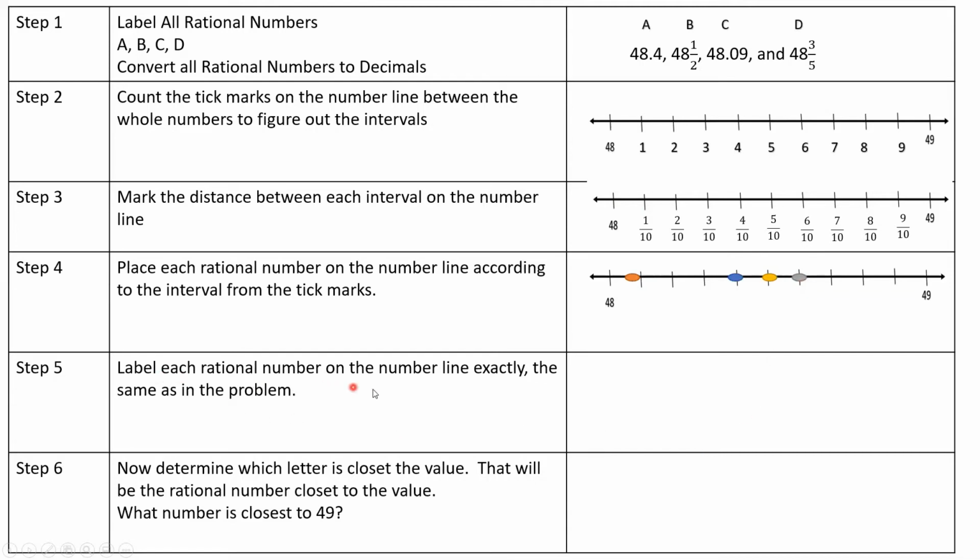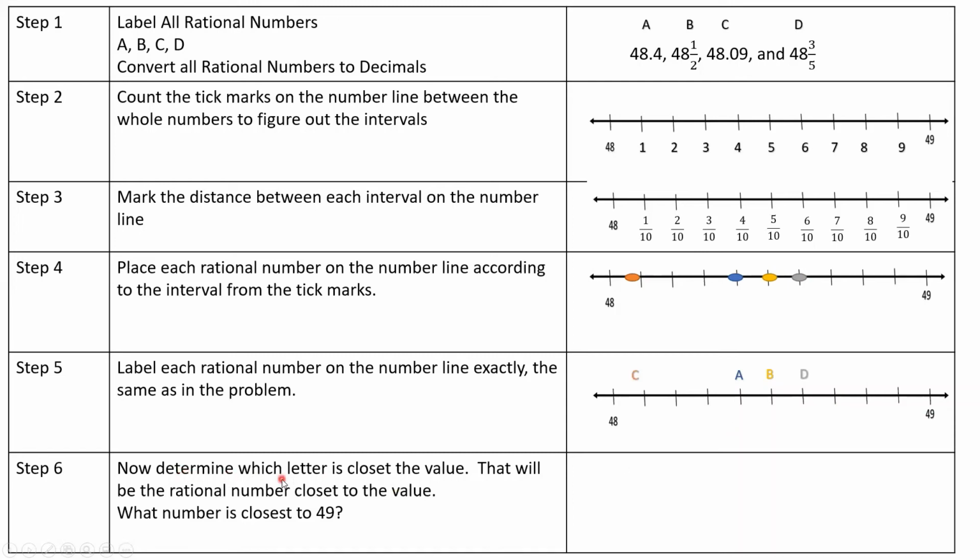Now, label each rational number on the number line exactly the same as in the problem. So we have 48 4/10 as A, 48 1/2 as B. So let's do the exact same thing down here. All right, so 48 4/10 is going to be A. B is going to be 48 1/2. C is going to be 48 9/100. And D is going to be 48 6/10.